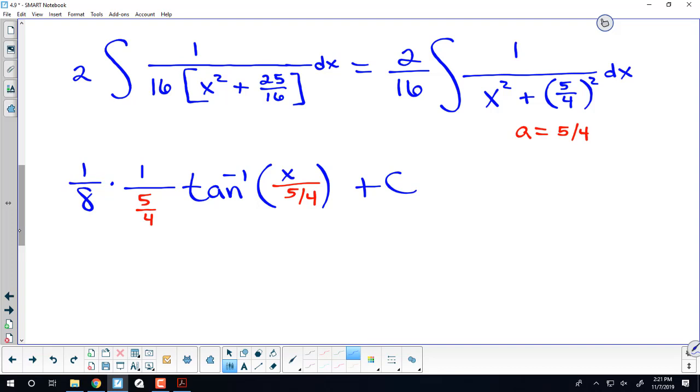Which step? Here? For the final answer, how did the 2/16 become 1/8? So the 2/16 we just reduced as 1/8. Oh, yeah, okay. And then the rest of it was from the antiderivative, yeah.